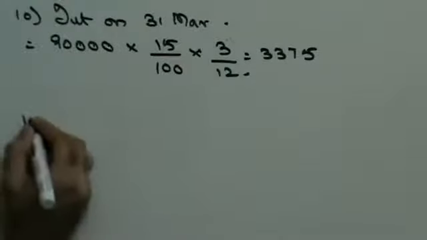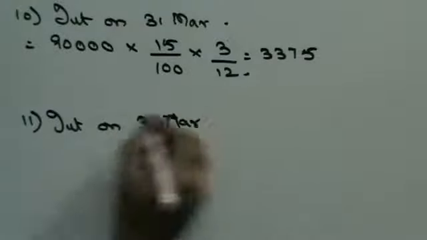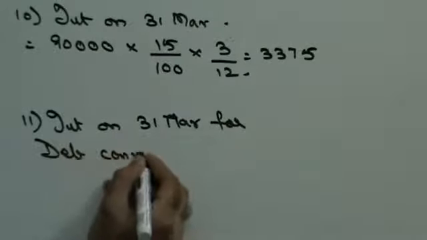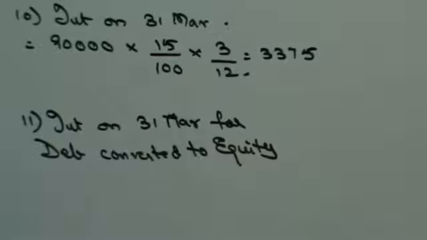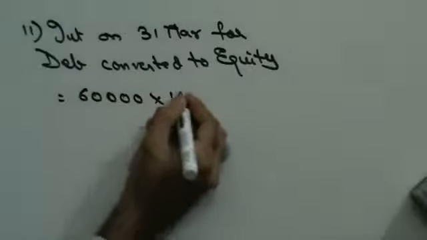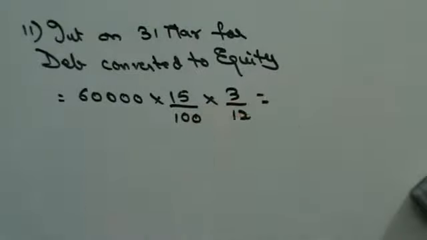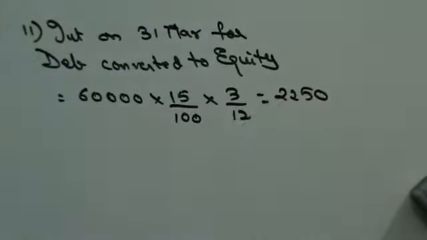Now, this is interest on 31st March. Most of the students forget this entry: interest on 31st March for debentures converted to equity. Because they were converted to equity on 31st March, I have to pay interest on them from 1st January to 31st March. I have converted debentures of 60,000. Those were 15% debentures, and that was again 3 months. Someone please get me that. 2250.